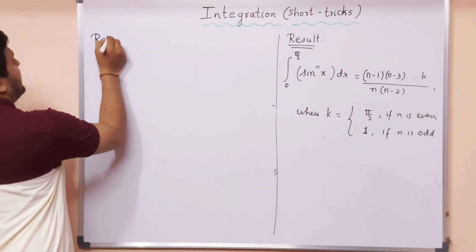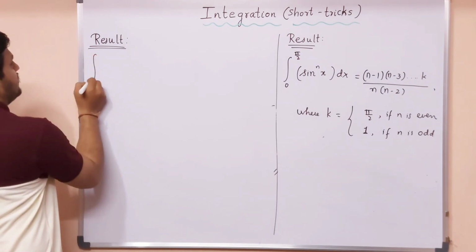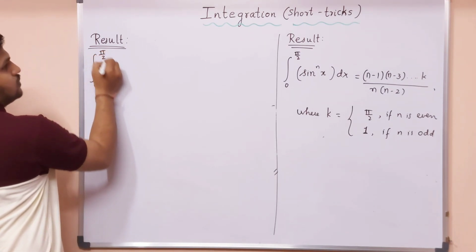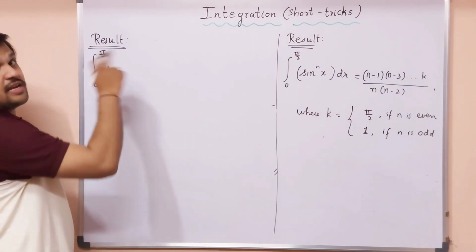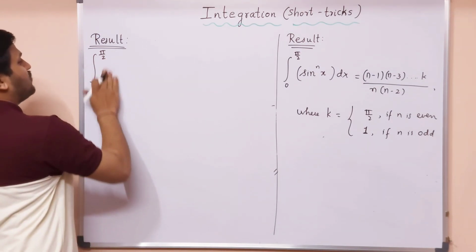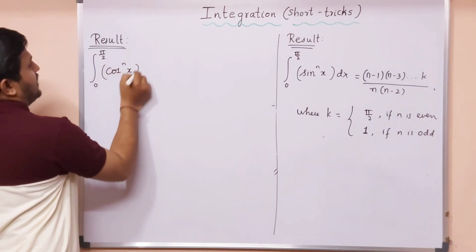So I'll write it as a direct result, then we can solve the problems very easily. So what is that result? Integral from 0 to pi by 2. Here you have written it with respect to sin x, so here we need to change it for the cos function: cos x whole power n into dx.